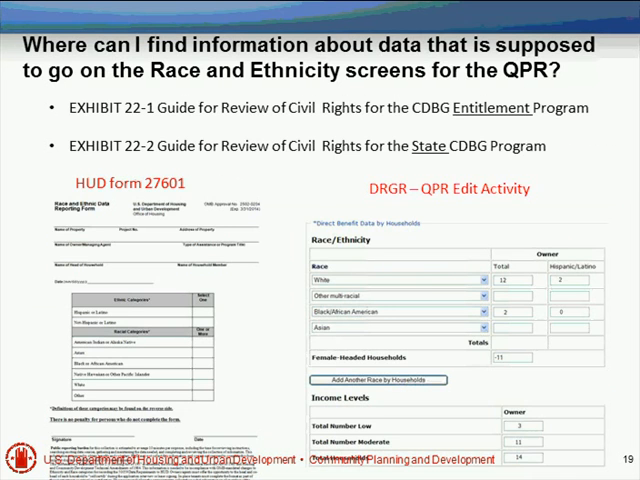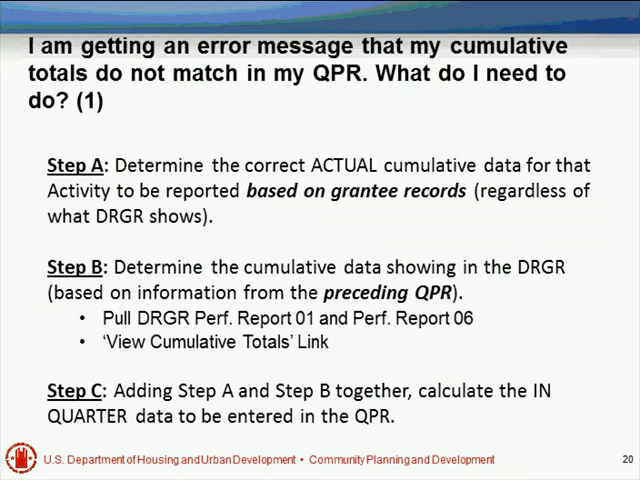These sections that you would fill out to figure out what you need to put in your in-quarter totals are shown here, and sometimes the issue is not the totals you're putting in for the current quarter. It's that you've got an imbalance on your cumulative totals. Cumulative totals means across QPRs. That's something that confuses folks a bit. So step A is basically you're going to try to figure out what are those numbers that you're trying to achieve based on your own records, not what's showing in DRGR.